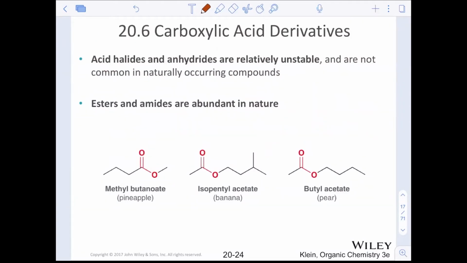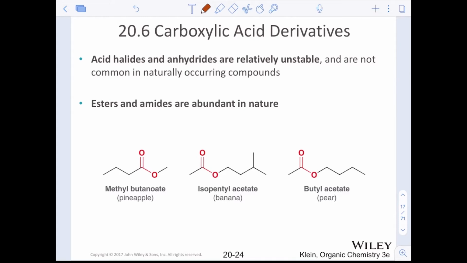Acid halides and acid anhydrides are relatively unstable. They are more reactive than carboxylic acids. Esters and amides are more abundant in nature and more stable. These are less likely to react than the acid halides or the anhydrides. So we do have a wide variety of types of reactivity, and we'll see a nice flow chart diagram that I've created to help us understand this reactivity.